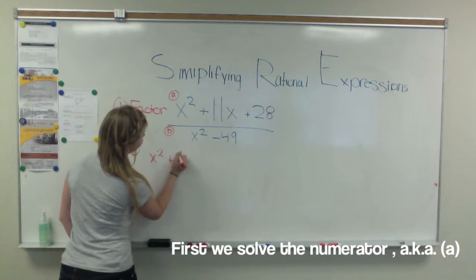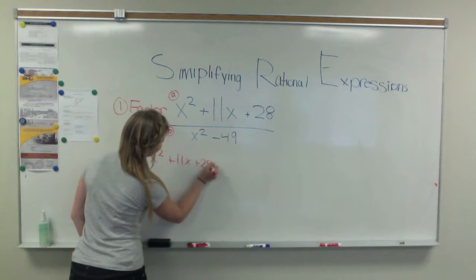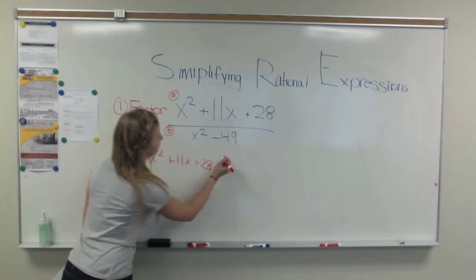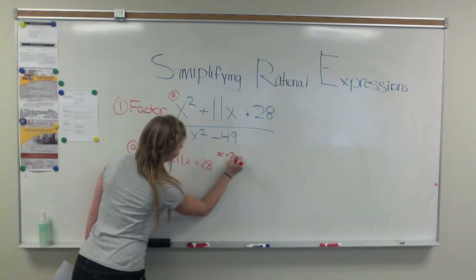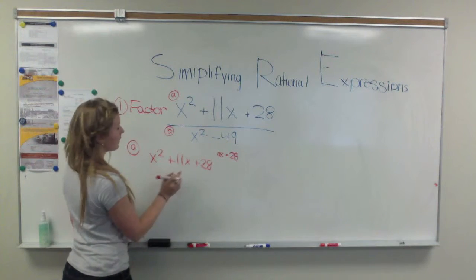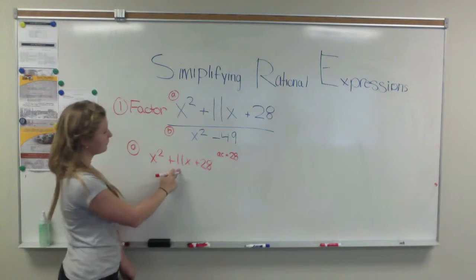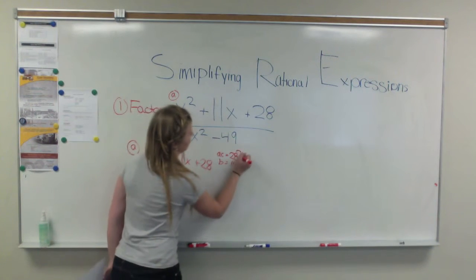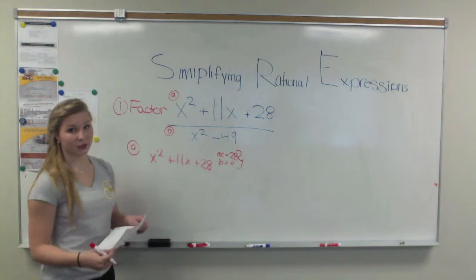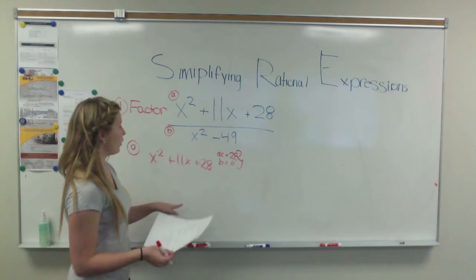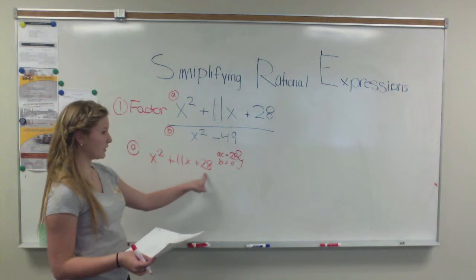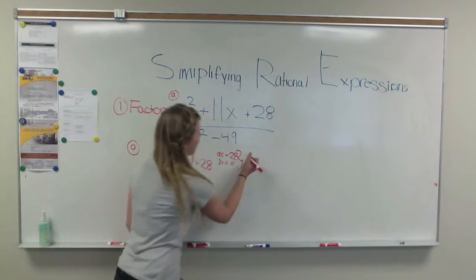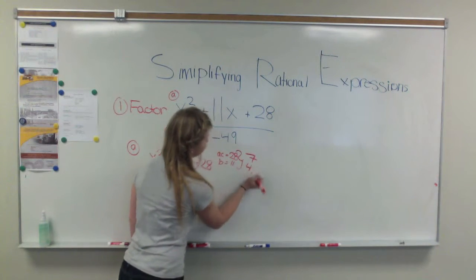x squared plus 11x plus 28. What do these two multiply together, and they get 28 here. And then what is our middle term? It's positive 11. So we have positive 11. Now we have to find out what two numbers both multiply to positive 28 and add to positive 11. Those numbers will be positive 7 and positive 4.